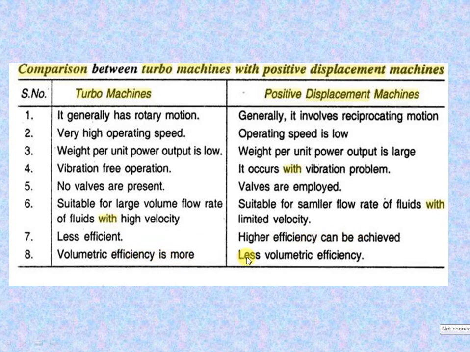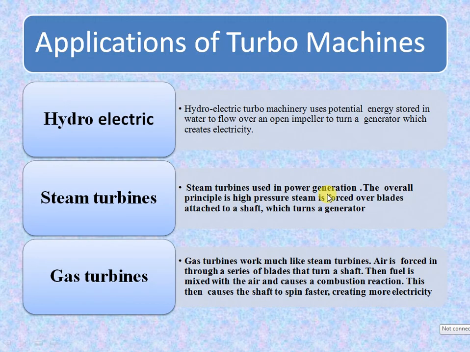Volumetric efficiency is more; less volumetric efficiency we will get by using a positive displacement machine. The next important point is application of turbo machine. So turbines are used in hydro, steam, gas.